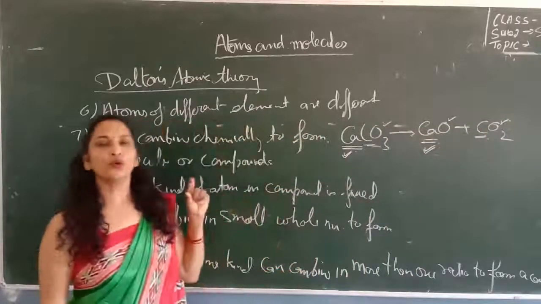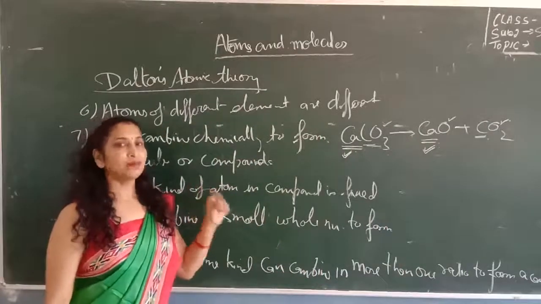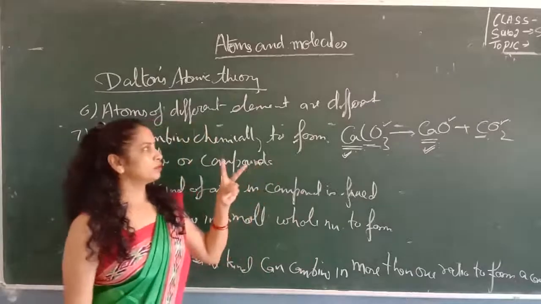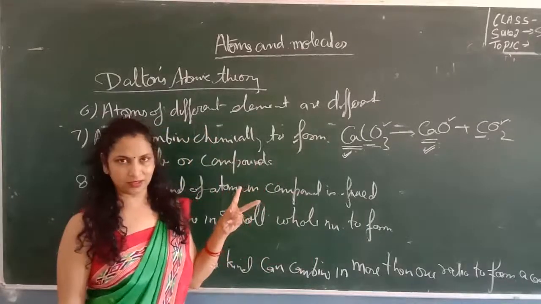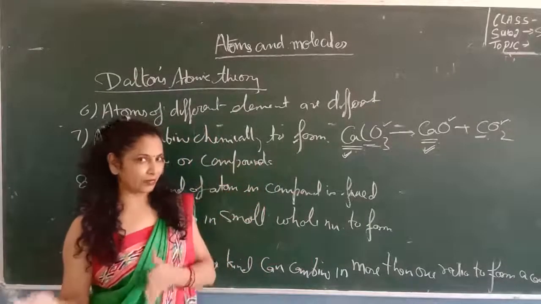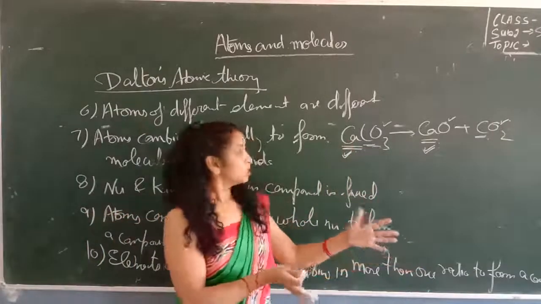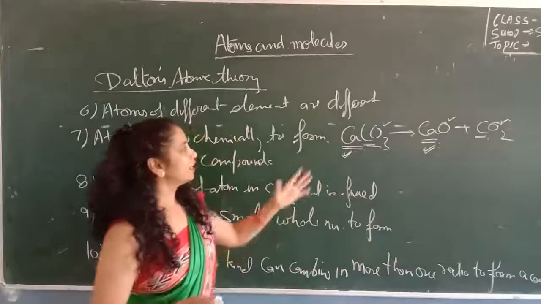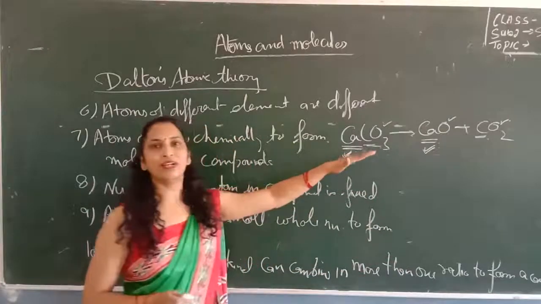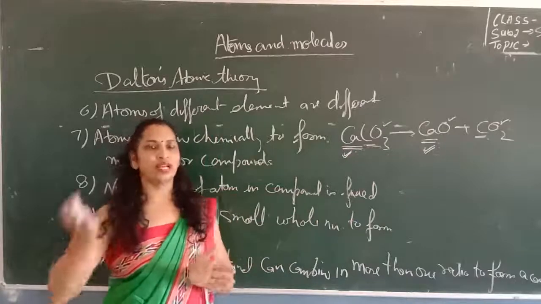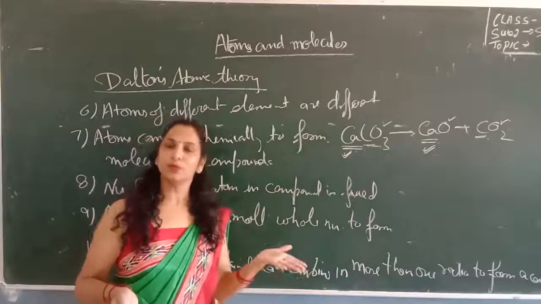So according to Dalton, atoms cannot be created nor destroyed. It means the total number and kind of atoms in the reactant should always be equal to the number and kind of atoms in the product. So we can say that matter cannot be created nor destroyed, or in a chemical reaction, the total mass of the reactant is always equal to the total mass of the product.